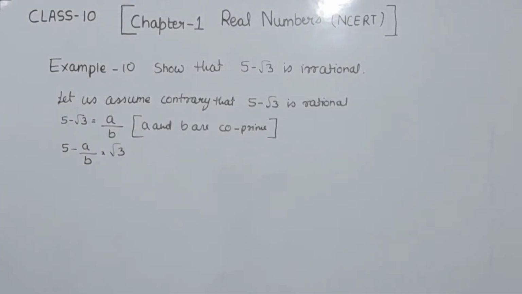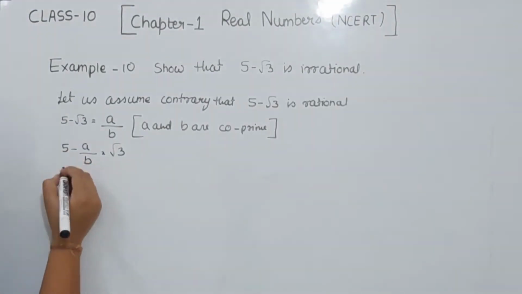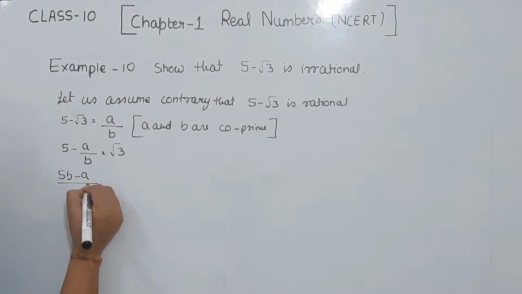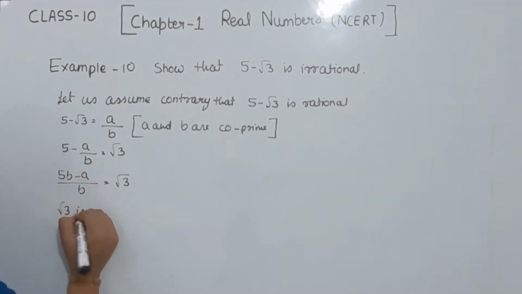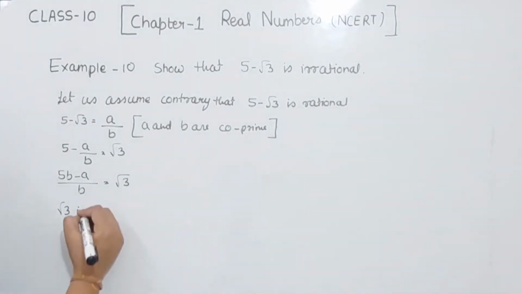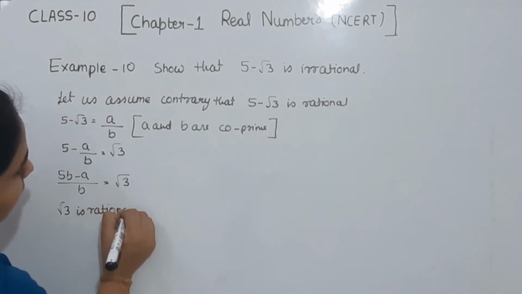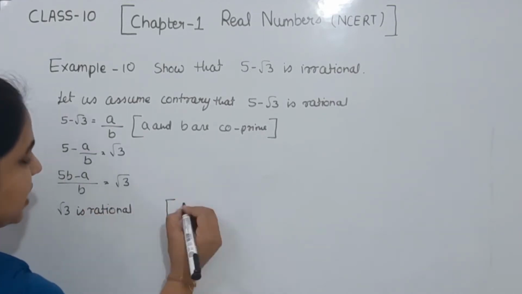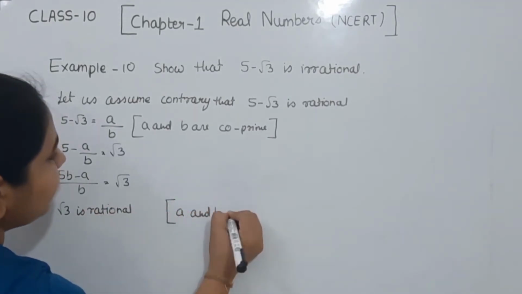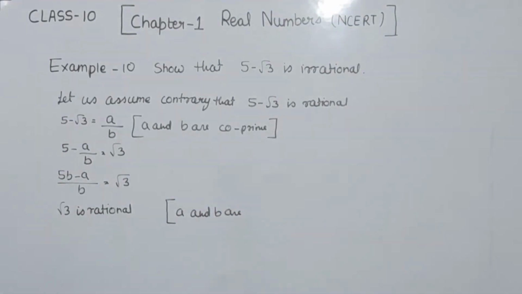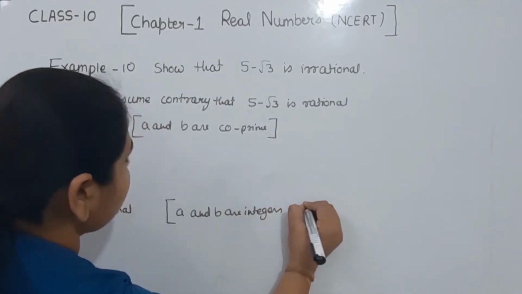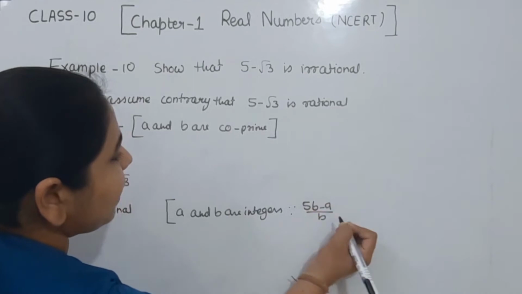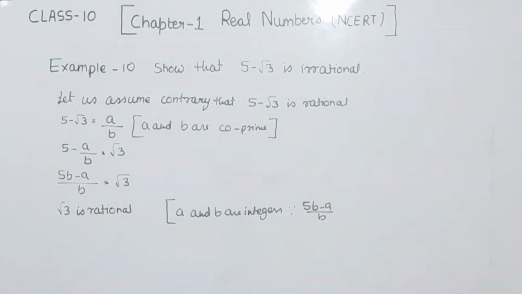Now we are going to simplify this. So this will be (5b minus a) by b, which equals root 3. Now, if root 3 is rational, and a and b are integers, then (5b minus a) by b is also a rational number.